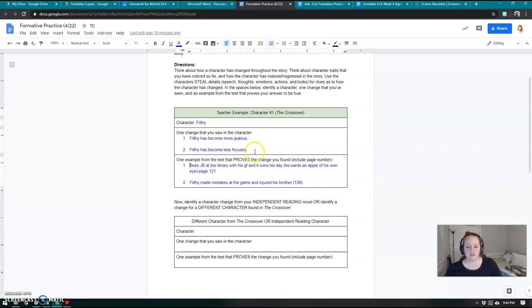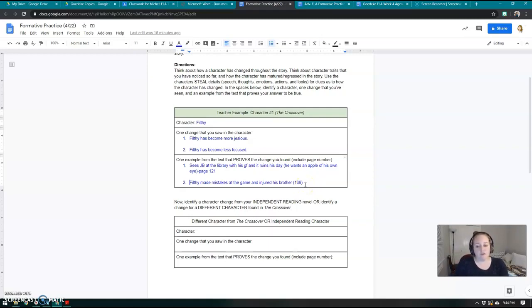Second character change I noticed, Filthy has become less focused. There are a lot of reasons for that, but one example that I decided on was Filthy made mistakes at the basketball game and he even injured his brother. So that's bad. I mean, I think we can all agree. But that's not the type of mistake that he'd normally make. His brother and him, they say in the book, have this wonderful connection and they're teammates, but also they've been playing together their whole life. So the mistake that Filthy made there is not normal for him.